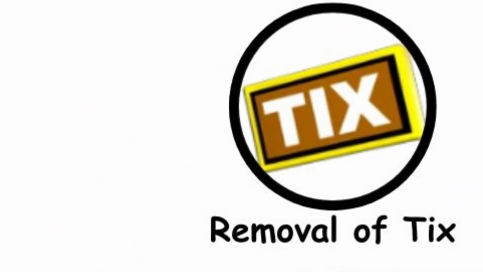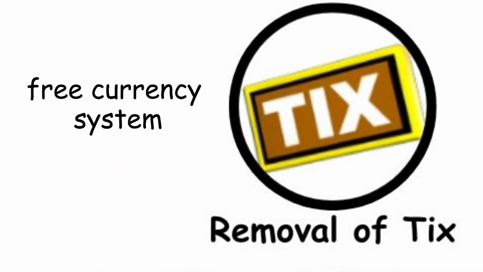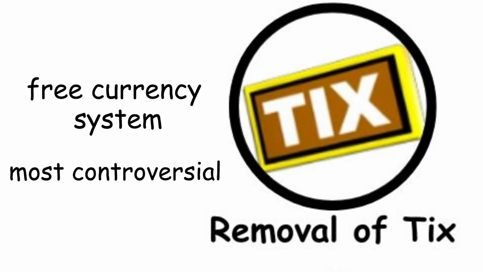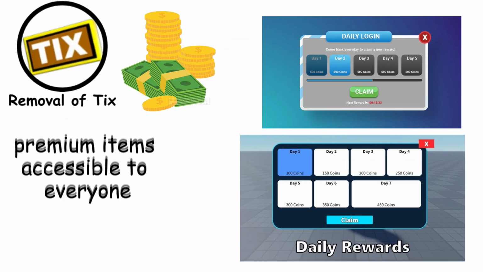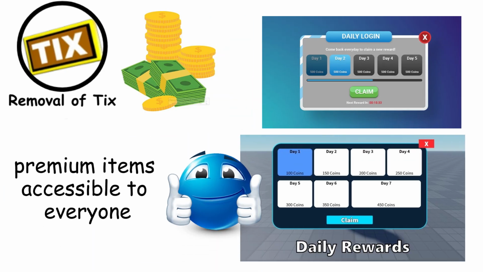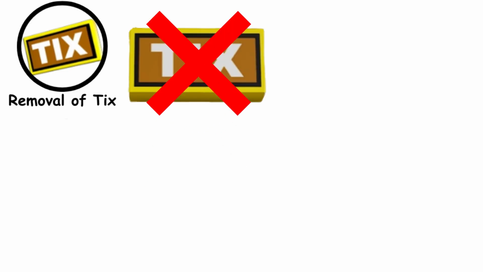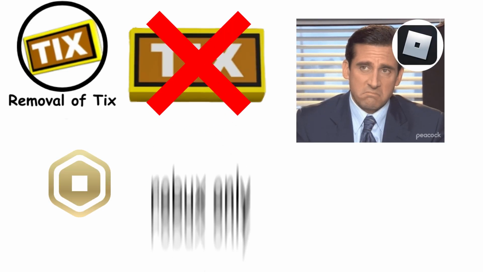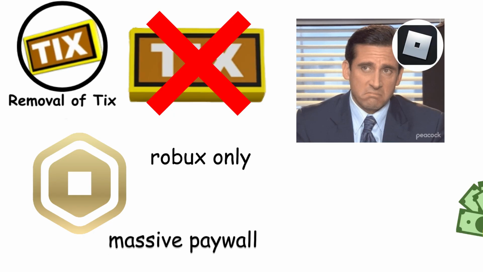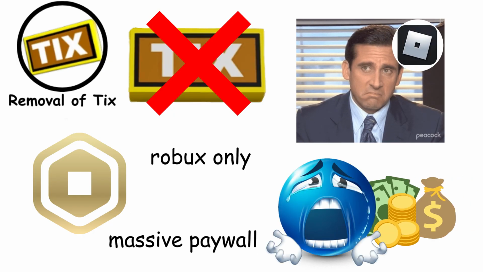Roblox's decision to remove Tix, the free currency system, was one of the most controversial updates in the platform's history. Tix allowed players to earn currency through daily login bonuses and place visits, making premium items accessible to everyone. When Roblox eliminated Tix, they forced players into a Robux-only economy, creating a massive paywall that locked out free-to-play users.